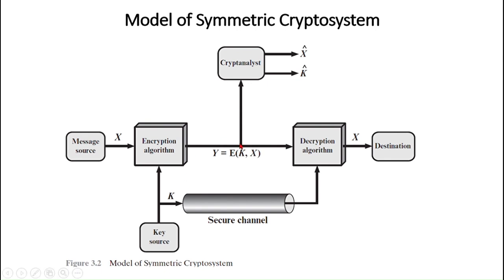And then, continuing with the model of a symmetric cryptosystem, we have the transmission medium. Within this transmission medium, the same previous diagram is present, used to analyze cryptanalysis or to check the vulnerability present in it. So here the message source X and the encryption algorithm are used, and the key is transmitted over the secure channel. But here what happens? If any third party or opponent accesses your ciphertext, we call these X cap and K cap.